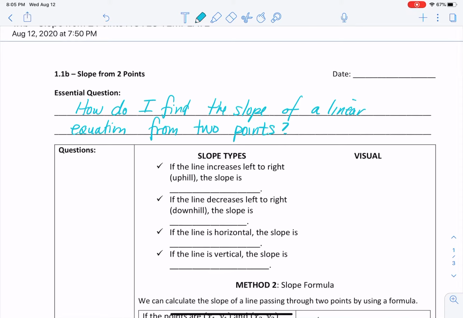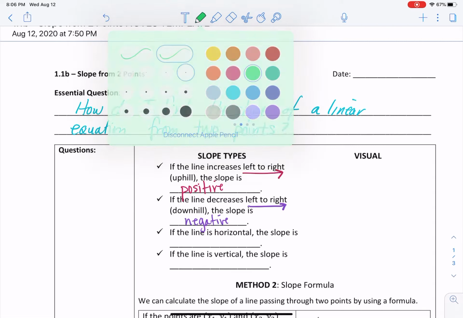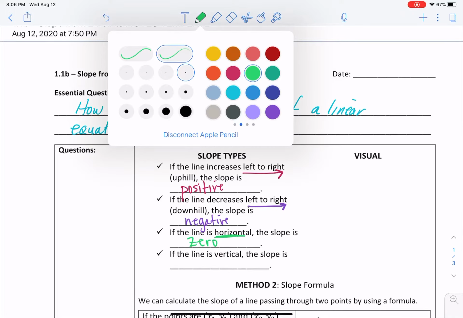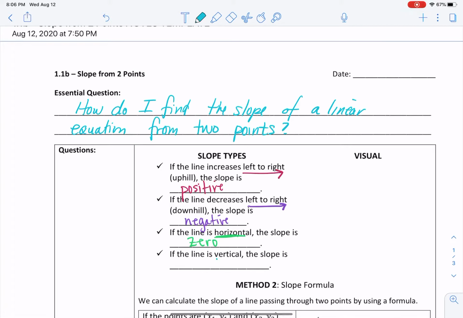As we've discussed previously, there are 4 types of slopes. There is positive slope that increases from left to right. There is negative slope that decreases from left to right. If the line is horizontal, the slope is 0. And if the line is vertical, then the slope is undefined.